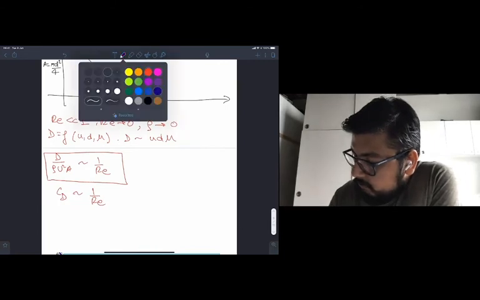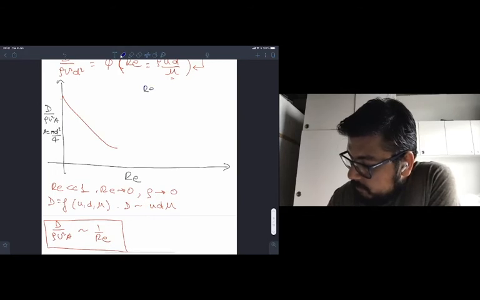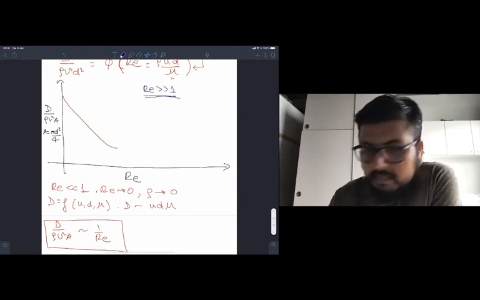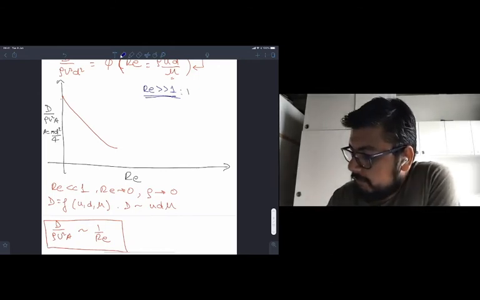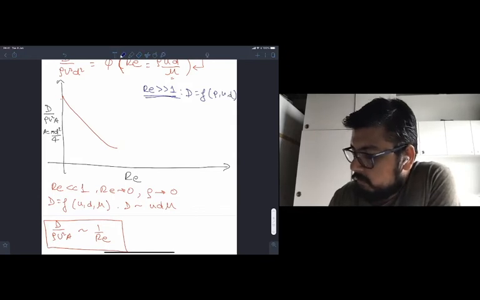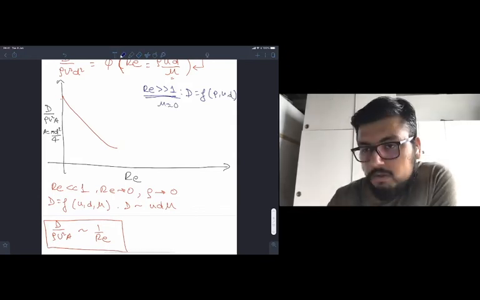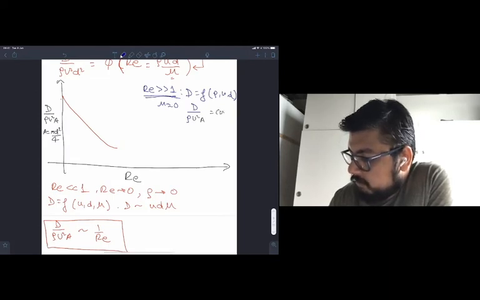Now, for the other limit, when Reynolds number is way higher than 1, then it is inertia dominated. So inertia of the liquid dominates, which basically means that the drag force is now a function of rho, u, and d, small d. So no viscosity. So viscosity is almost 0. And in that case, we get F upon rho u square A as constant.